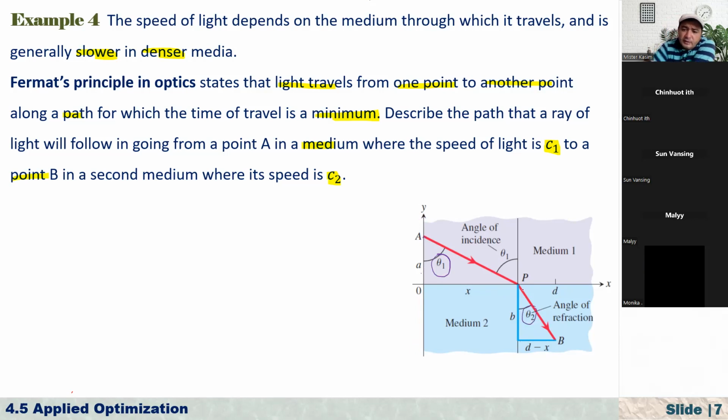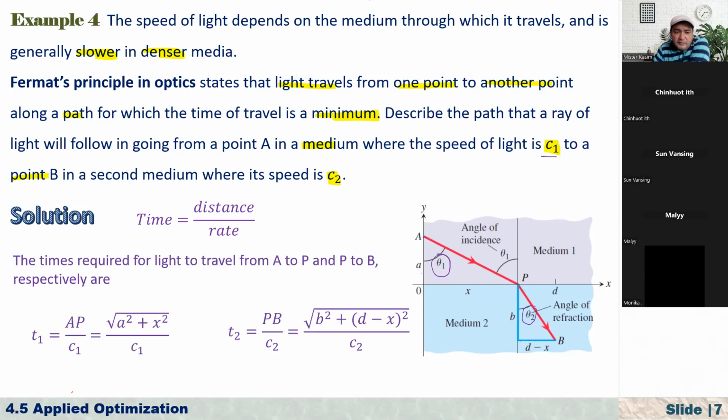To do this, first we have to use the given information. We know the speed of light in two different mediums. So what is speed? Speed is distance over time. In the first case, what is our distance? Distance is AP, and using the Pythagorean theorem, we can find AP in terms of A. A is given. X we don't know, that is what we are trying to find. That is the square root of A squared plus X squared.